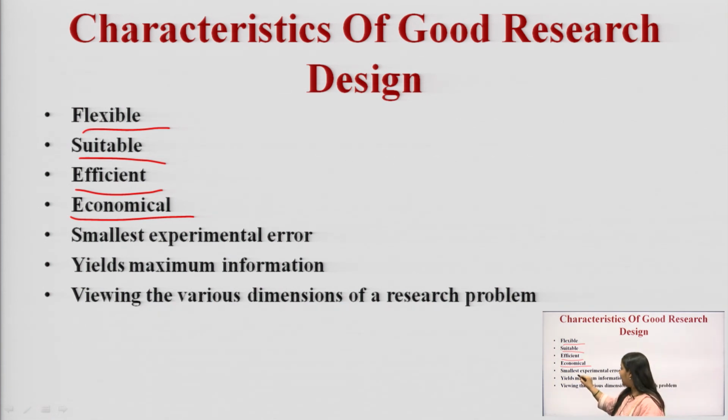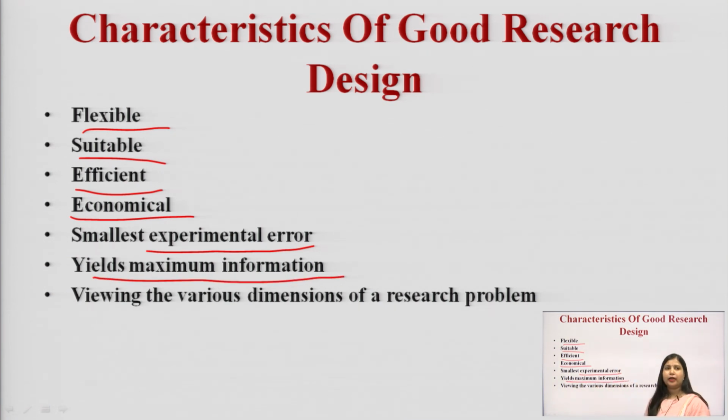Then the error in the experiment should be small. If you have selected a suitable research design, the error in that design will be very little. Then we have to opt for the research design which provides the maximum information. Then it should view the various dimensions of the research problem. You cannot look at the research problem from only one side, but you can see it from various dimensions or perspectives of the study.